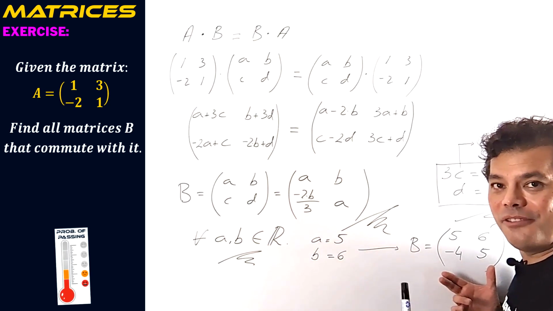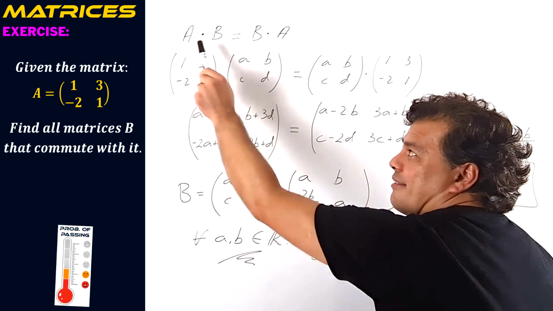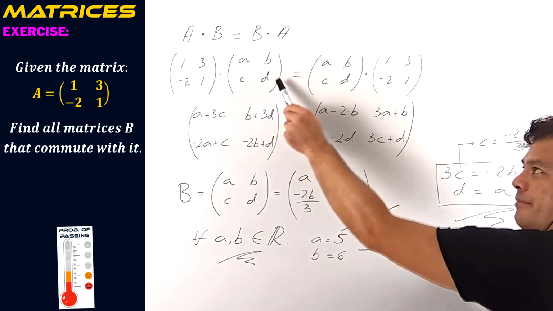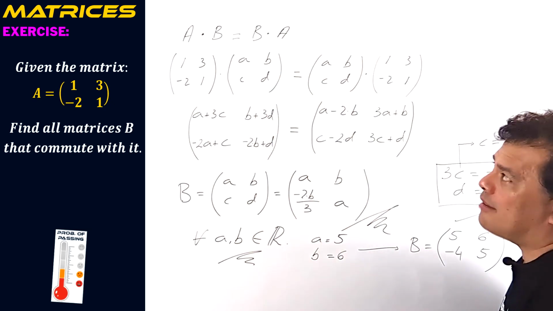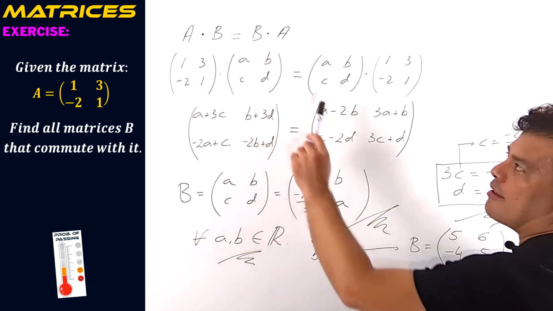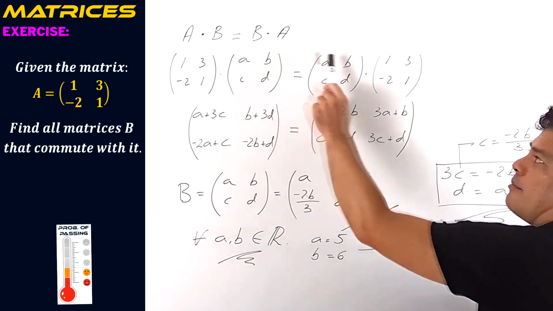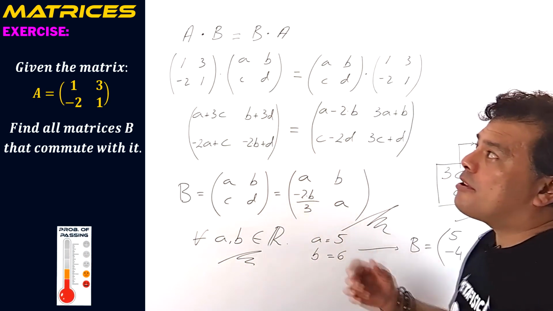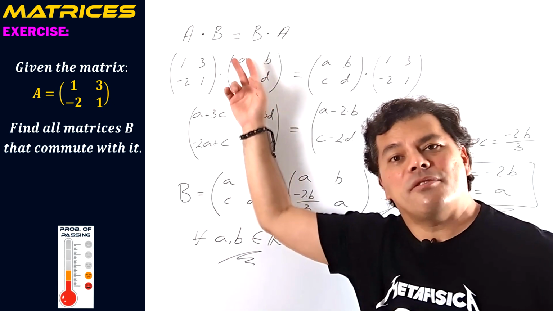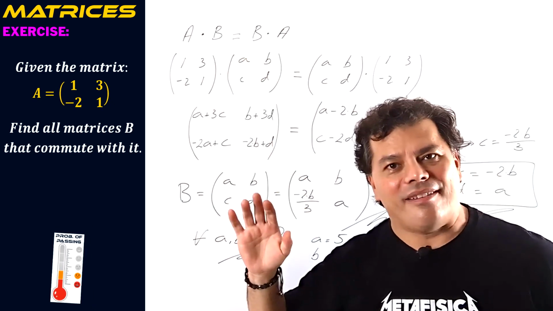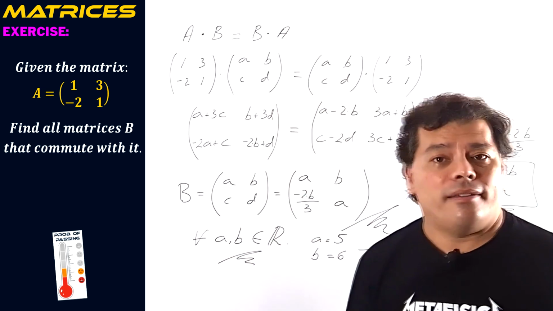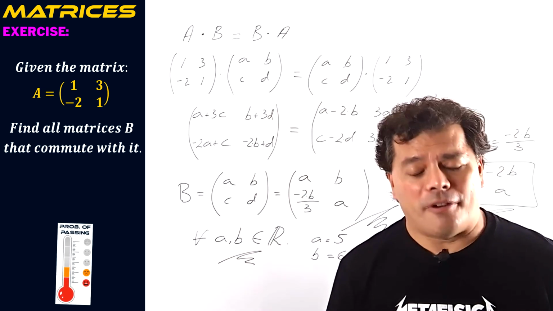I challenge you to multiply matrix A and B, and you will see that you obtain the same result as multiplying matrix B times A. But it is because we have designed the matrix B properly. But in general, in matrices, you cannot find the commutative property.